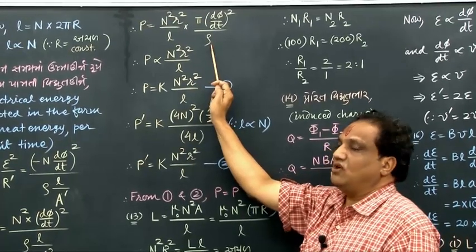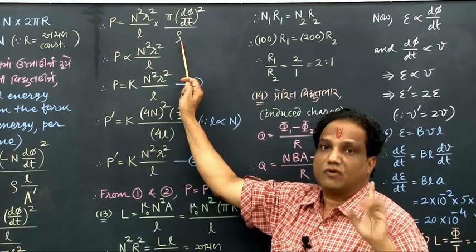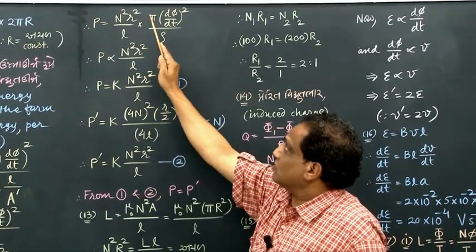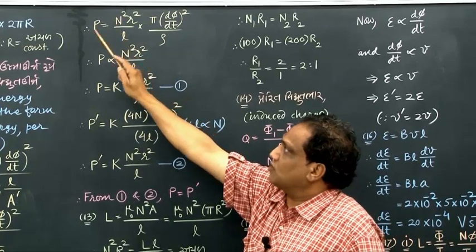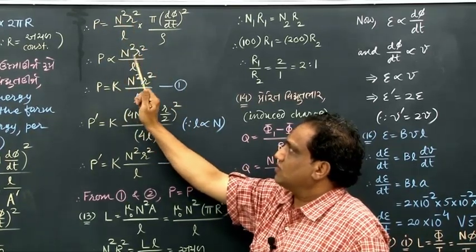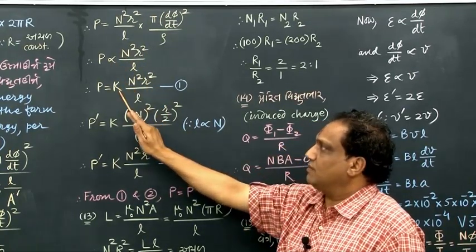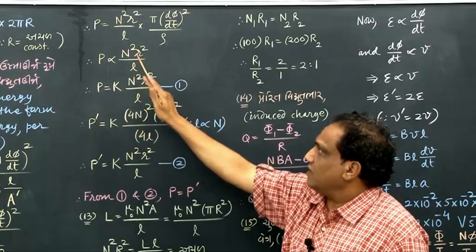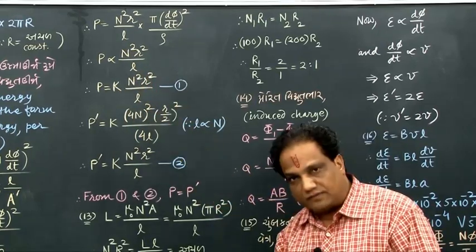Resistivity of the wire, because you are not changing the material, will remain constant. So this part is constant. If you remove this part, then P is proportional to n square r square upon L. Remove the sign of proportionality and put some proportionality constant: P equals K into n square r square upon L. Give it equation number 1.